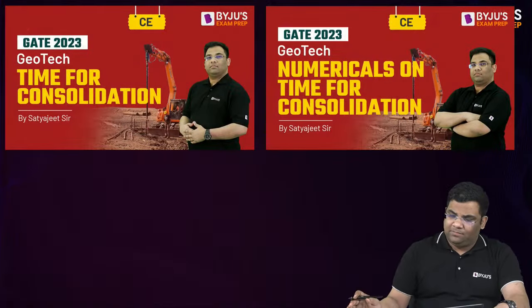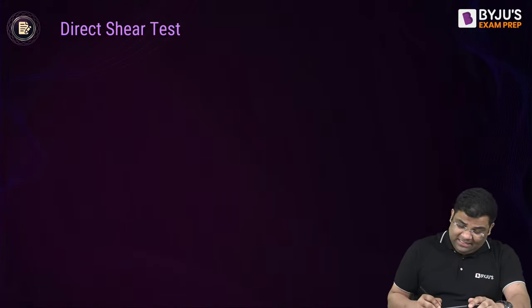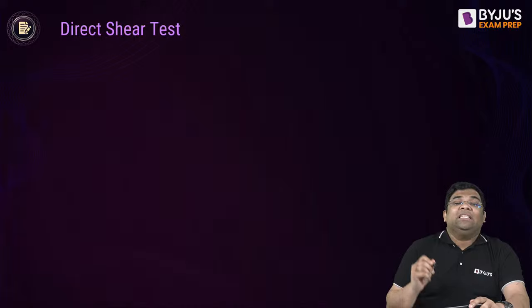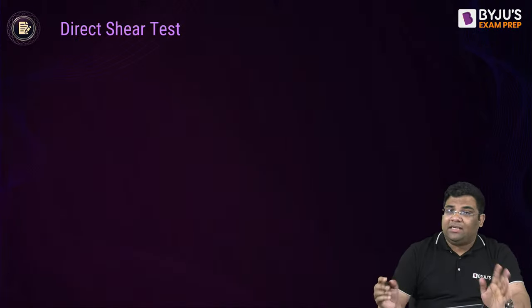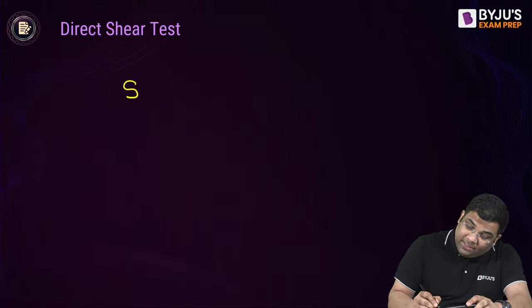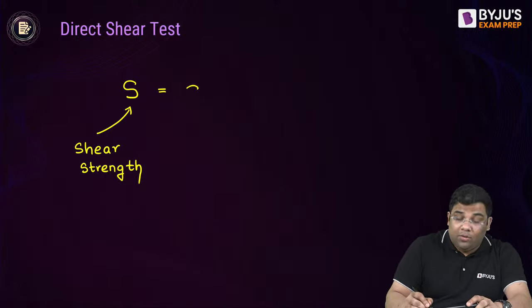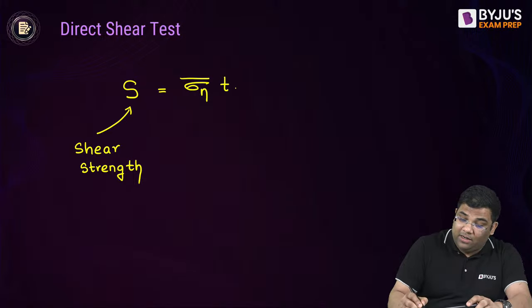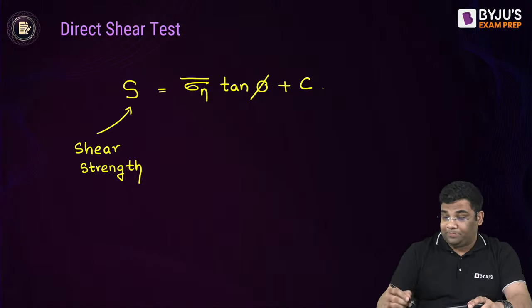Let us see the next thing, that is shear strength of soil. In shear strength of soil, the first thing is the direct shear test. What is the equation we use in the direct shear test? We are just revising. The shear strength of soil will be equal to the normal effective stress into tan phi plus c. We use this equation in the direct shear test.